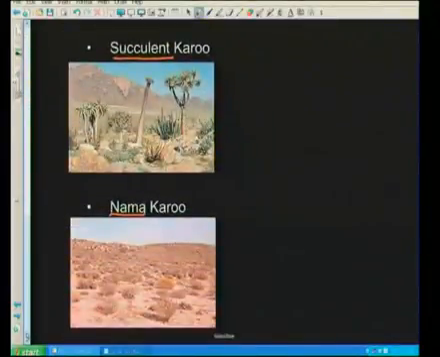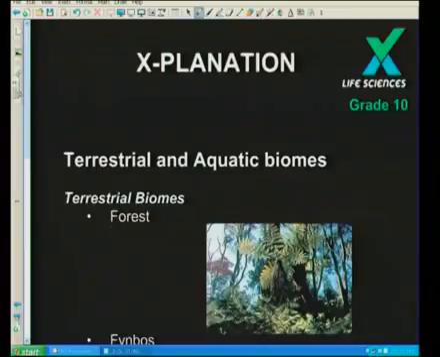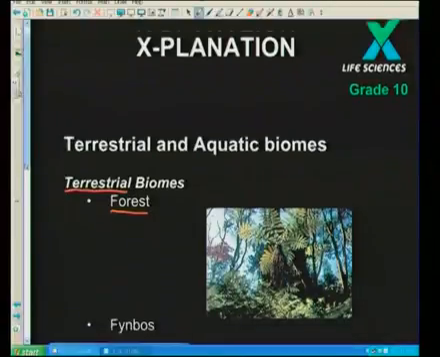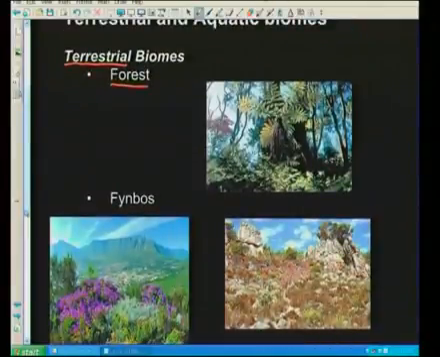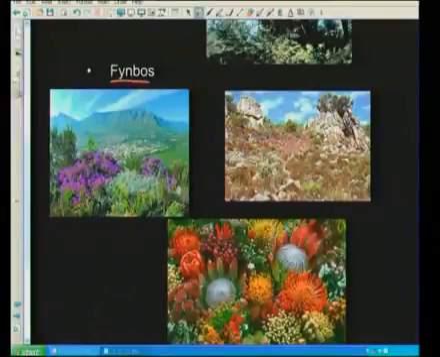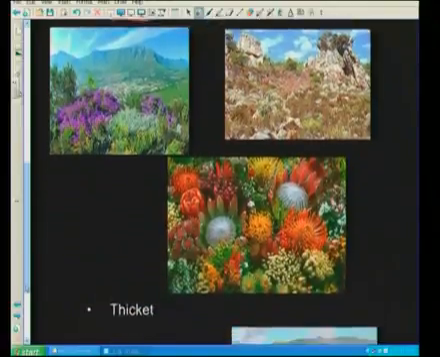Now we've had the Nama karoo, and after that we move on to the forest. Remember, we are busy with terrestrial biomes, which are biomes that are on land. And like we said, there are 7, and the forest is our number 5. The forest is where we have lush vegetation, lots of trees and lots of vegetation. Right, then the fynbos. Now look at these beautiful pictures of the fynbos. This is known as our Cape Floral Kingdom. All these beautiful flowers, wildflowers.